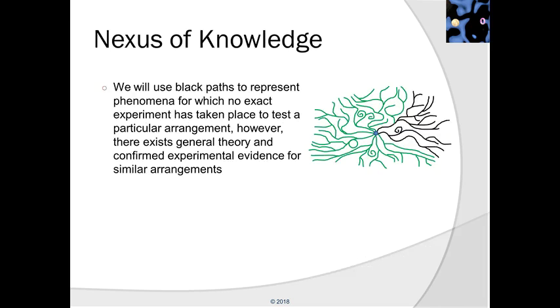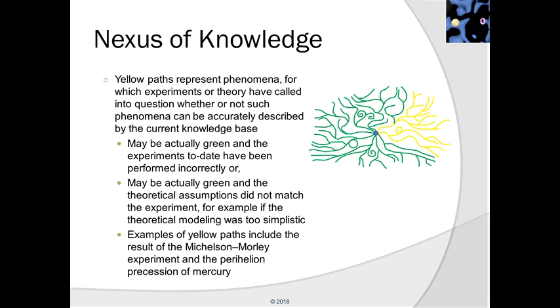We will now consider categorizations and refinements of the nexus of knowledge. We will use black paths to represent phenomena for which no exact experiment has taken place to test a particular arrangement. However, there exists general theory and confirmed experimental evidence for similar arrangements. Yellow paths represent phenomena for which experiments or theory have called into question whether or not such phenomena can be accurately described by the current knowledge base.